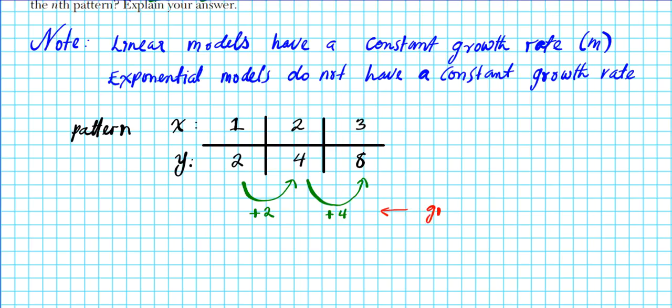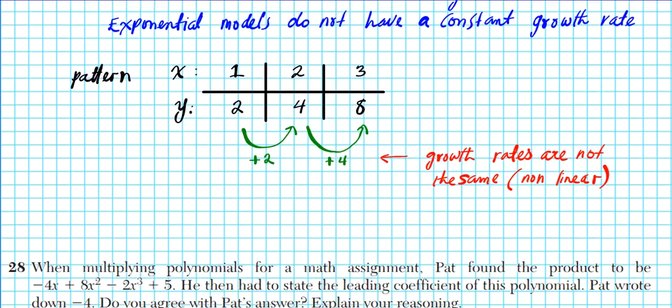So side note, the growth rates are not the same. That basically automatically eliminates the linear function from this scenario. It can never be linear because linear functions have constant, or the same, growth rate.